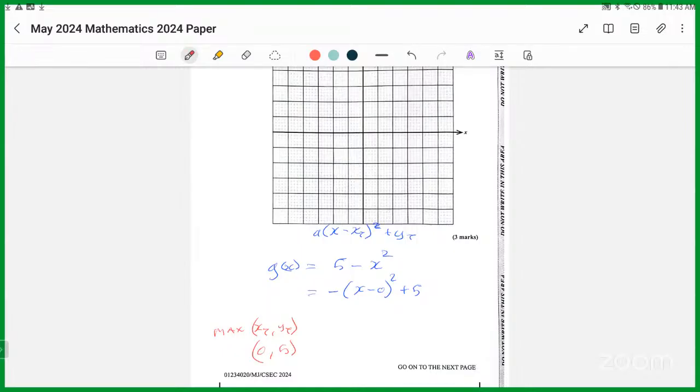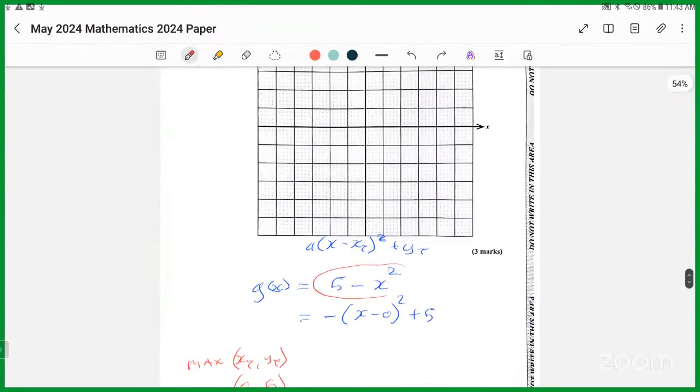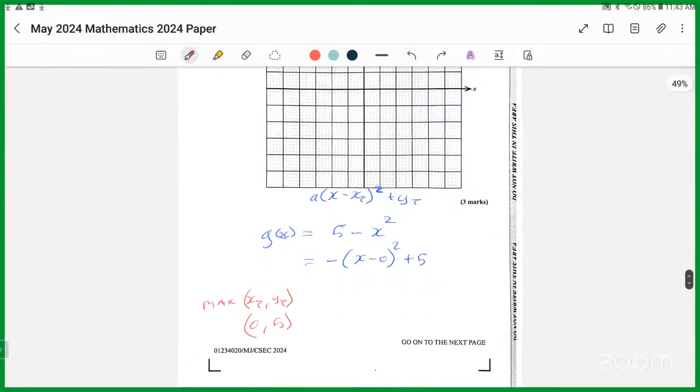The next thing they ask us for are the roots. You find the roots by solving this equation equals 0, so let's do that part. Now remember, for the roots, you have to solve the equation and put it equals 0. So it will be 5 minus x squared equals 0. We transpose the x squared over here, you get x squared equals 5. And then to find x, you would square root both sides.